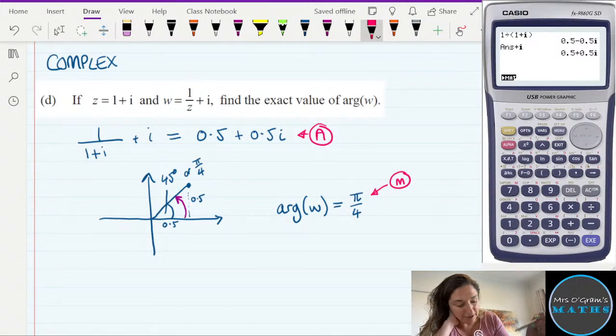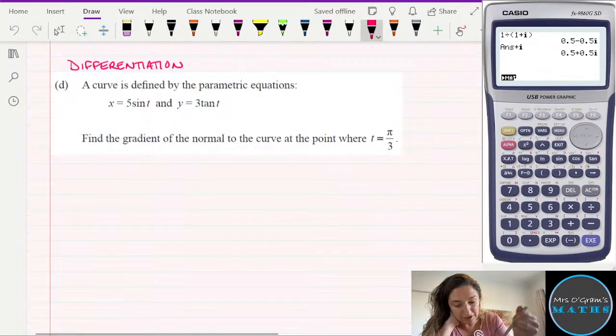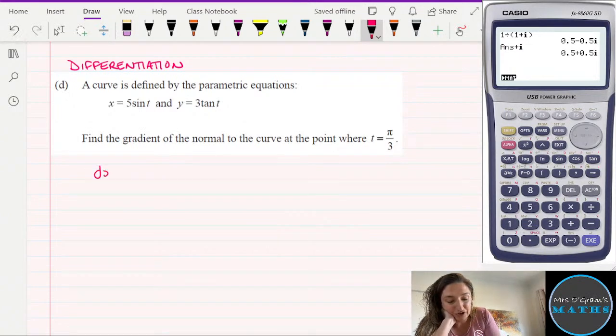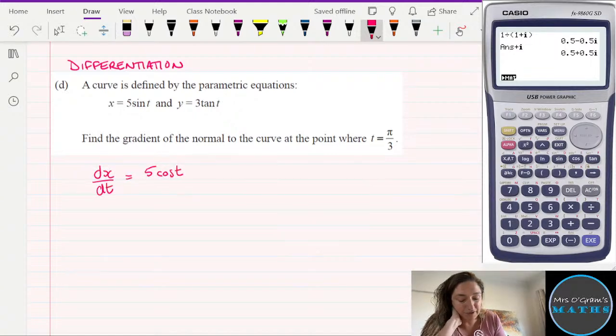All right, so that takes us on to our next one, differentiation. This one we've got parametric equations. A curve is defined by these parametric equations. We've got x and y separated. To do parametric equations, we do each one separately. So differentiate x with respect to t. Sine becomes cos. The 5 in front of it is just being multiplied by the whole lot, so that doesn't change the derivative itself.